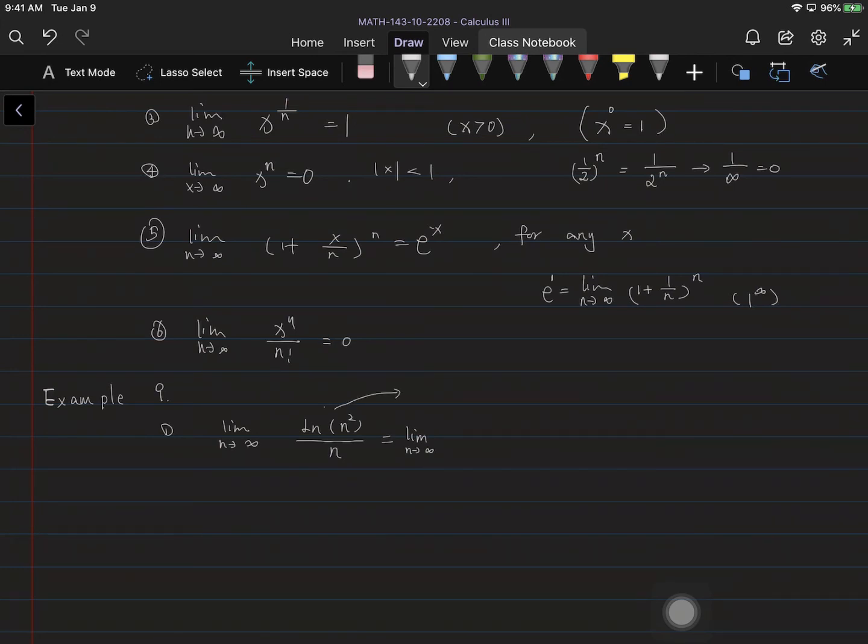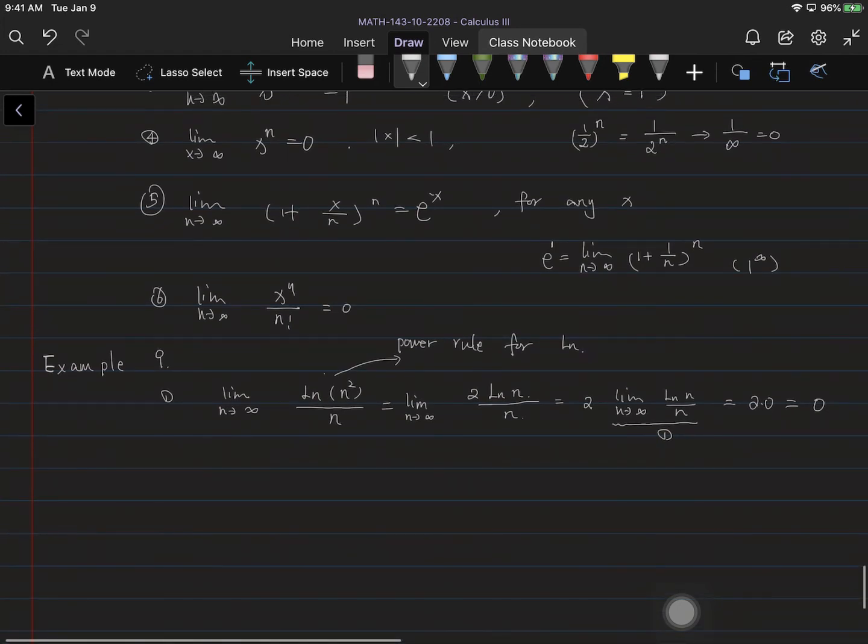Here we need to use the power rule for the natural log function, or for all logarithmic functions. So we can take the 2 to the front, ln n over n. This is called the power rule, right? If there's a power, we can move the power to the front. And then this equals 2 times the limit as n goes to infinity of ln n over n. And we know this is the first one, that is 0. So the final answer is 0. So here we use the first limit.